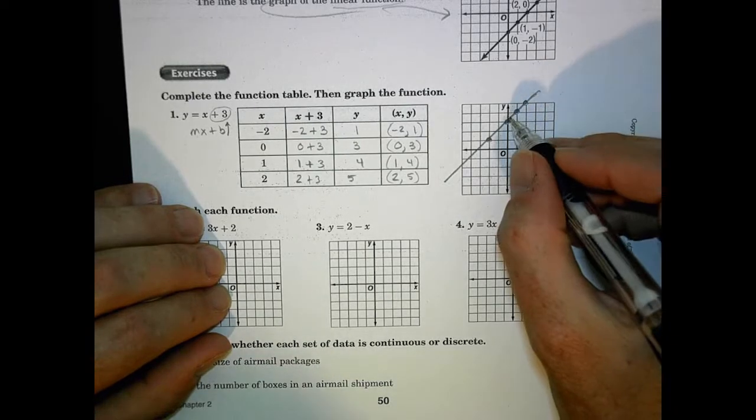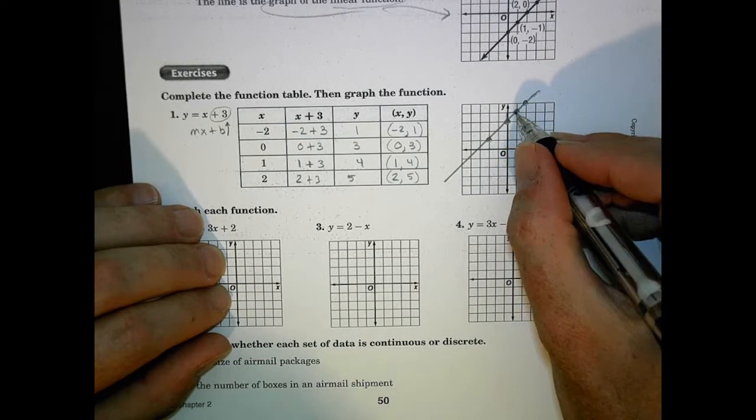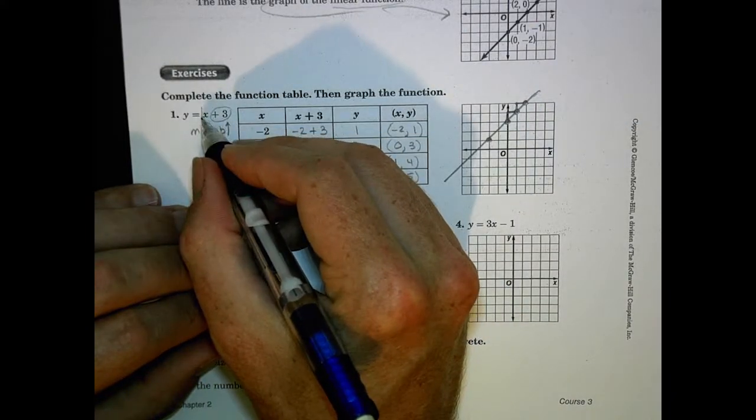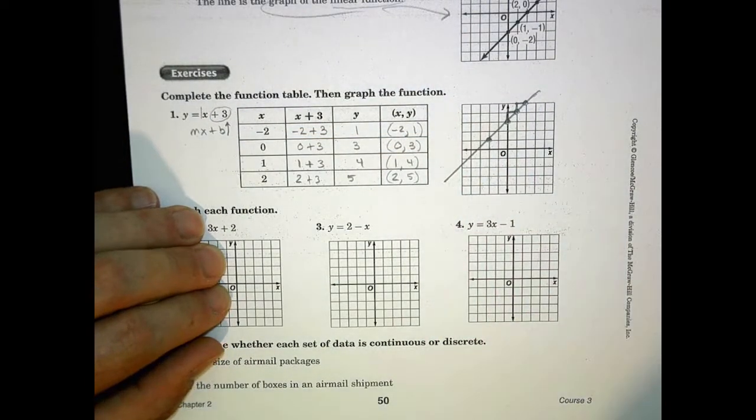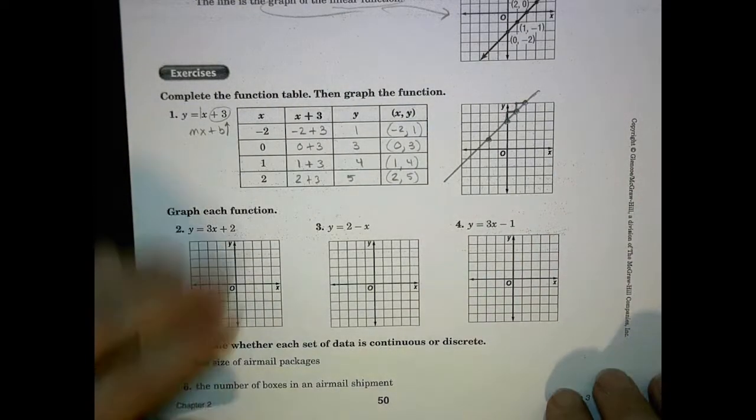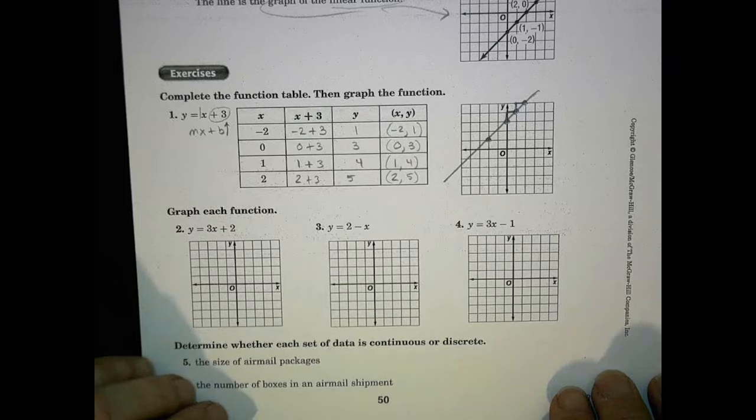We can look at our slope. We can see our slope is going up 1 over 1, up 1 over 1. So our slope is 1, which is true because in front of the x is just a 1. And everything looks good there. That's all you're really doing today, is you're completing a table and then graphing the function.